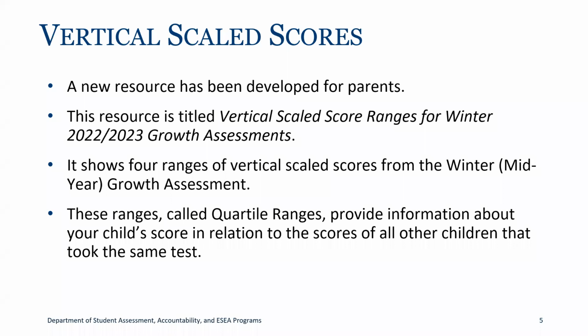A new resource has been developed for parents. The title of this resource is Vertical Scaled Score Ranges for Winter 2022-2023 Growth Assessments. It shows 4 ranges of vertical scaled scores from the winter growth assessment. These scores are called quartile ranges. They provide information about your child's score in relation to the scores of all other children who took the same test.